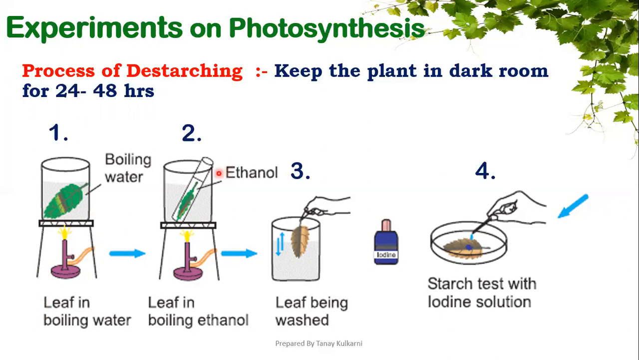Later on, we have to boil the leaf in methylated spirit or methanol, or if it is not available, ethanol also can do, in a water bath, so that all the chlorophyll present inside the plant cells will get removed. Because of this process, the leaf will become hard and brittle. Therefore, we will keep it in lukewarm water so that the leaf will get softened.